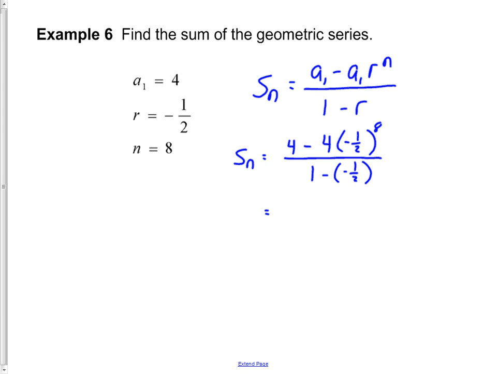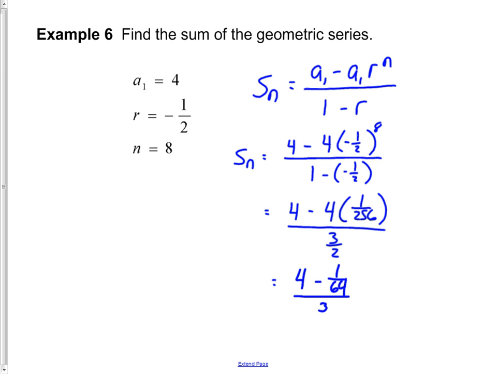Okay, so as I go through this expression and evaluate it, I have 4 minus negative 1/2 to the 8th power. Well, negative 1/2 to the 8th power should be 1 over 256. And then the bottom becomes minus the negatives plus a positive, so 1.5 or 3/2 on the bottom. Let's keep evaluating the numerator then.